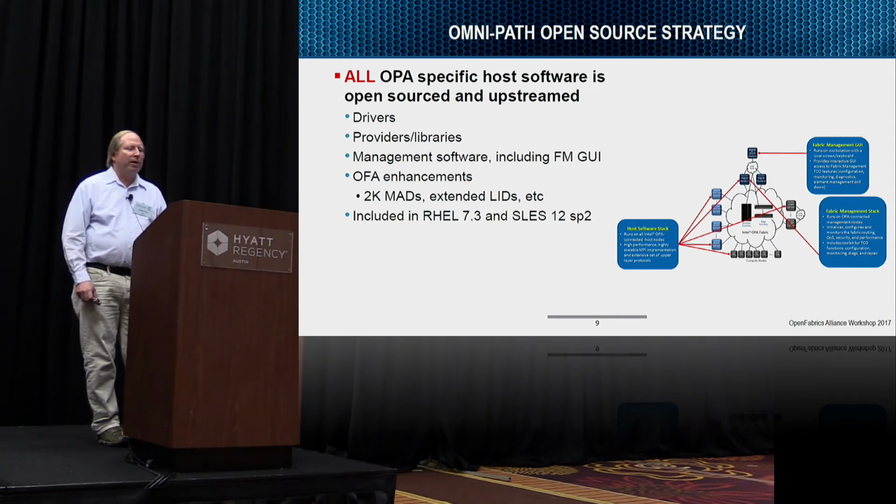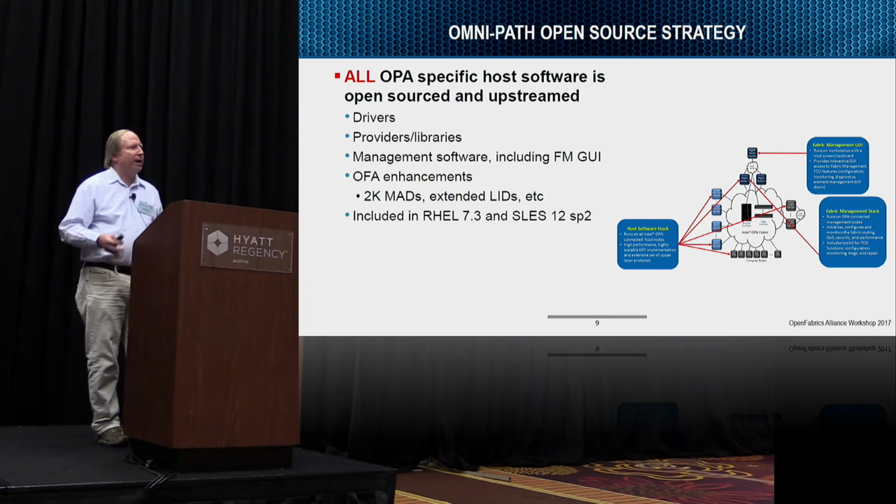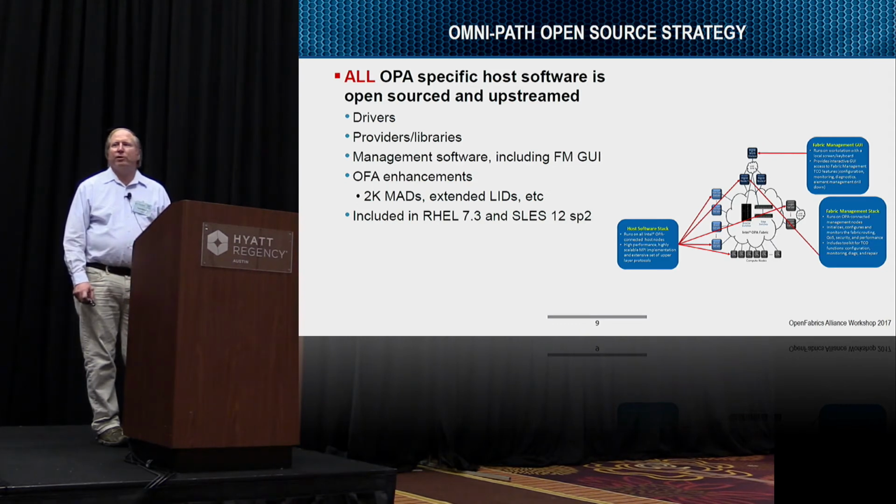And we've also had a strategy of getting this into the distros because many of the mid-tier adopters want to get the entire solution in the distro and look at the distros for their support. So we've gotten to the point now that in Red Hat 7.3 and SLES 12 Service Pack 2, the entire Omni-Path stack is included in box in a supported status by the distro. So that will allow those customers that want a supported solution from the distro to have a full and complete solution.